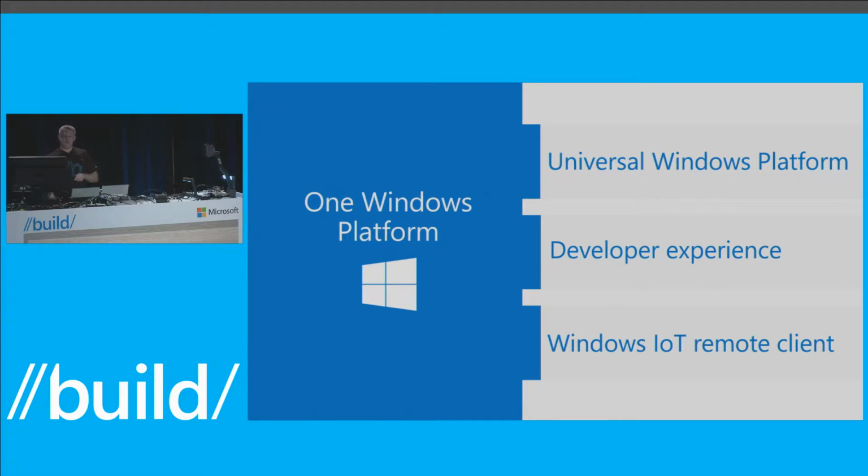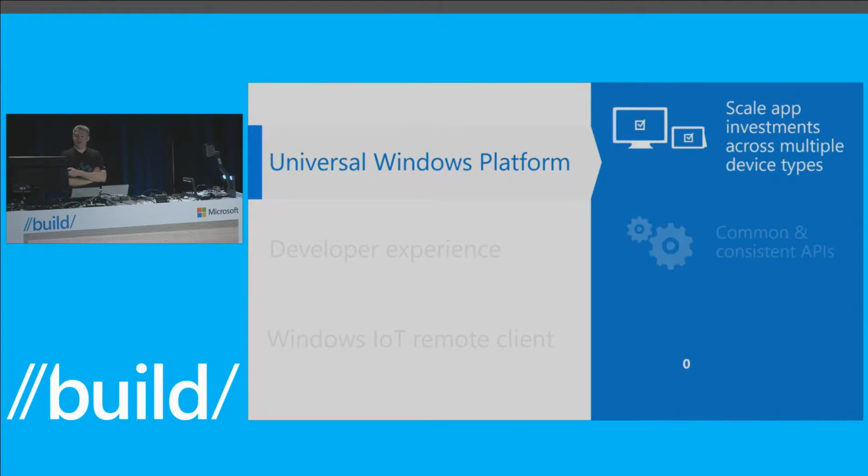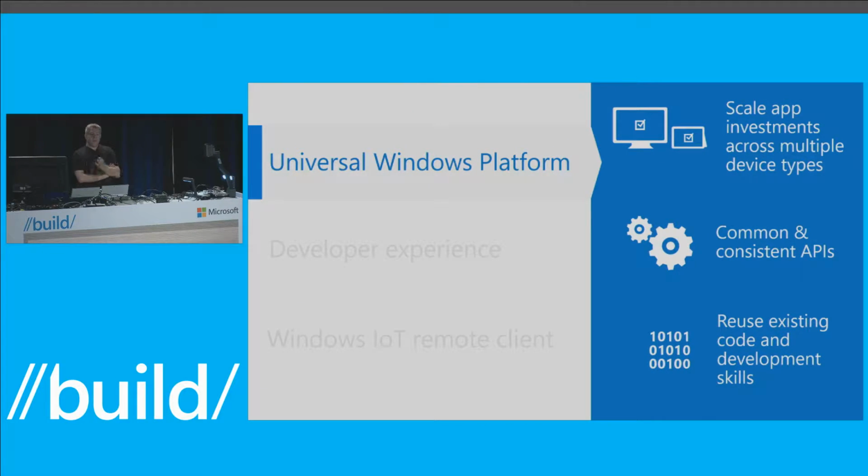And for our One Windows platform, we've created something that I'll be announcing a little bit later called the Windows IoT Remote Client, just to whet your appetite right now. So moving forward, because it's UWP, you can scale app investments across multiple device types. You can do your development on a Windows desktop PC and then just deploy to a Raspberry Pi or a Qualcomm Dragonboard. Your UWP and your XAML will just translate between the two different devices. It's as simple as recompiling and redeploying your app.